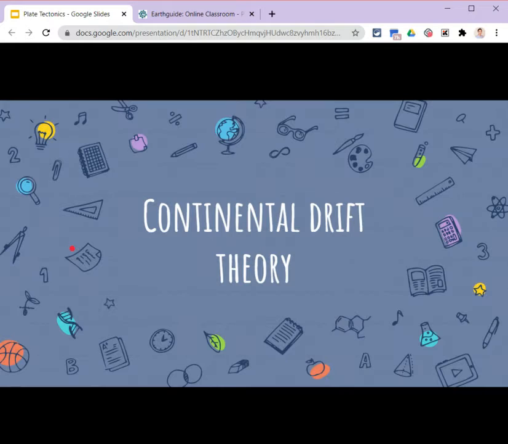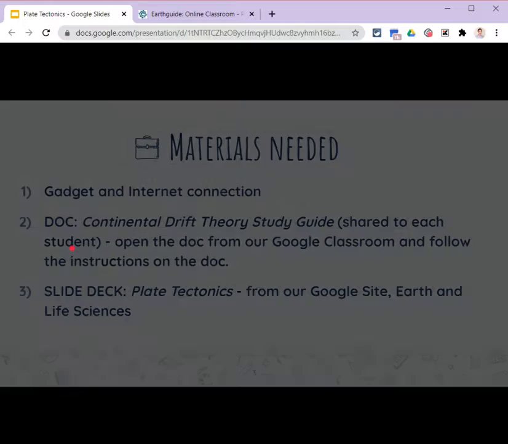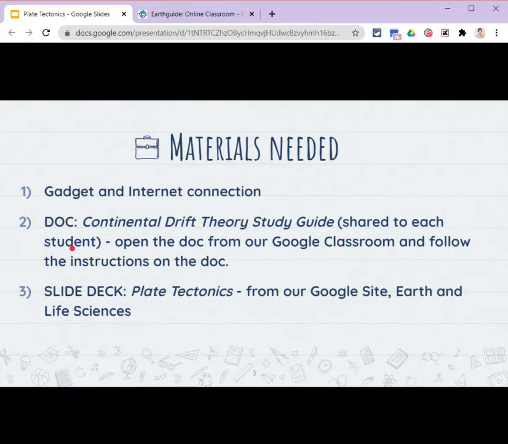We will be tackling the continental drift theory today. Please make sure that you have the following materials ready: your gadget and internet connection, our document Continental Drift Theory Study Guide, which has been shared to each student. Just kindly open the doc from our Google Classroom and follow the instructions on the document.